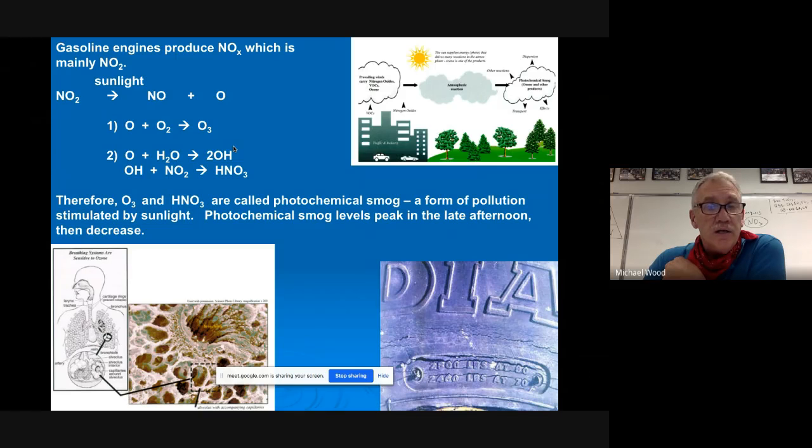And then in number 2, the oxygen, that lone oxygen combines with water to make 2OH, and then the OH combines with NO2 to make nitric acid. So O3 and HNO3. So O3 is called ozone, and HNO3 is nitric acid, are photochemical smog, a form of pollution stimulated by sunlight. Photochemical smog peaks in late afternoon and then decreases.